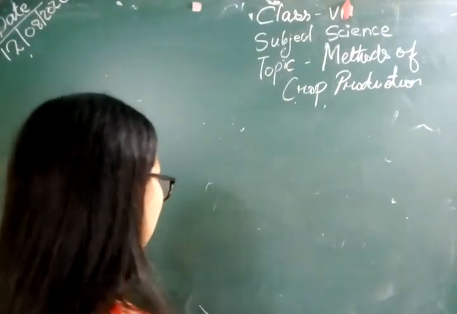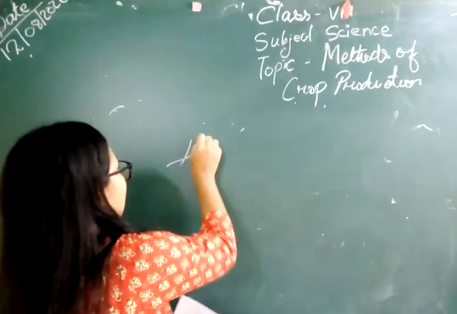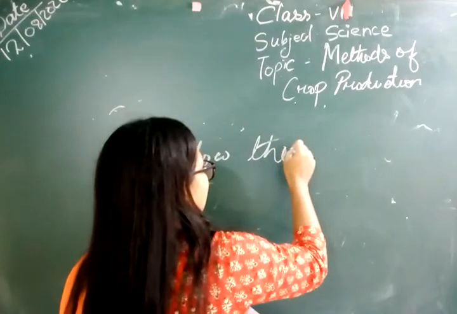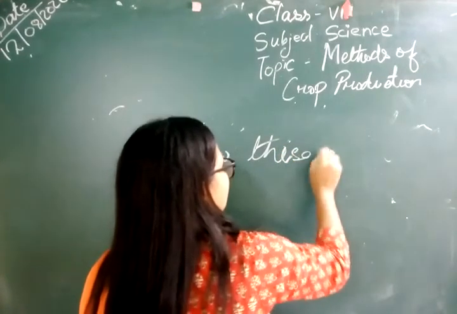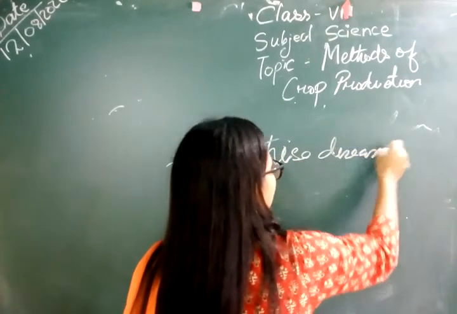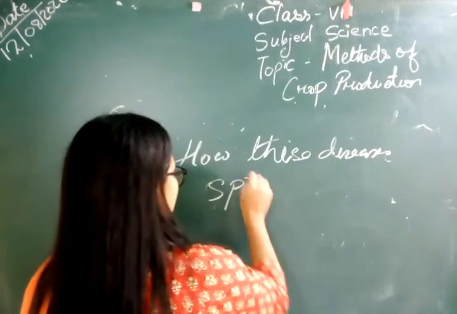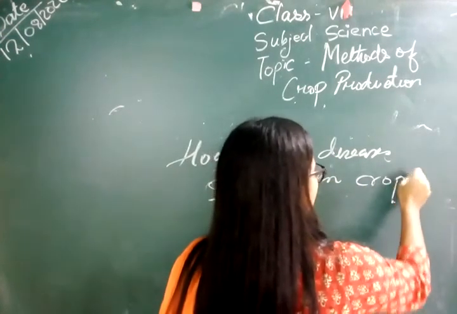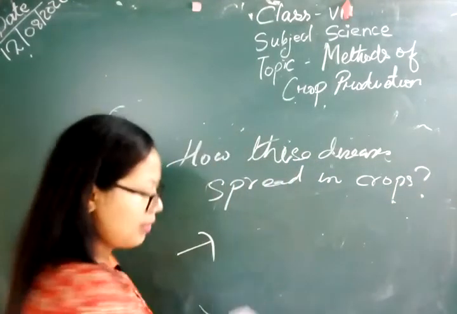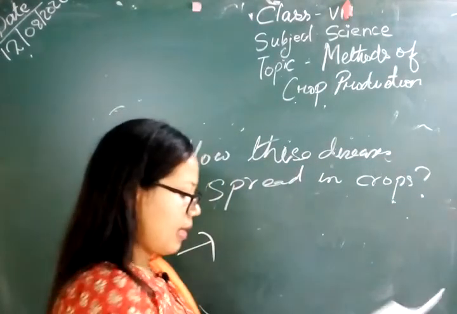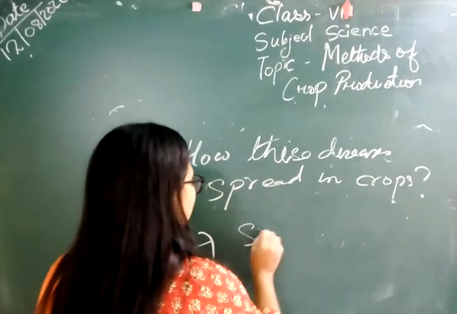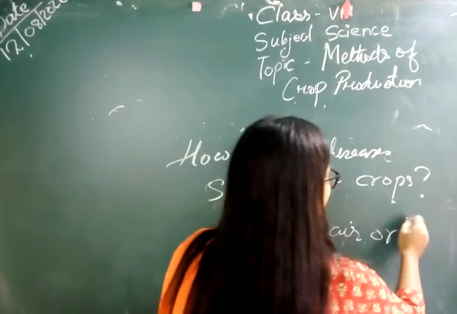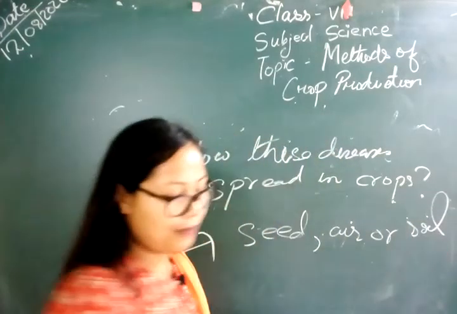Let's see how these diseases spread in plants, or say in crops. How? That's very simple. It is through seed, air, or soil.